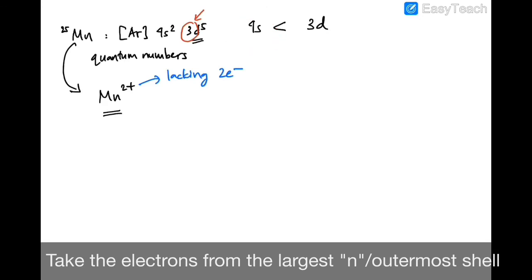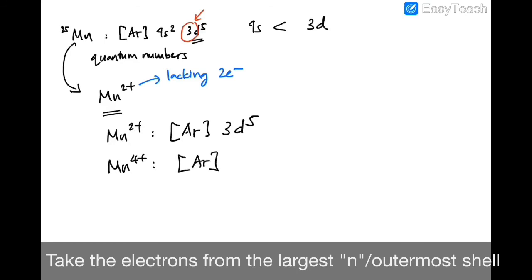So the configuration for Mn2 plus would be Ar 3d5. And if we want to take out even more electrons, say we want to make Mn4 plus, then we take 2 more electrons, so we end up with Ar 3d3.